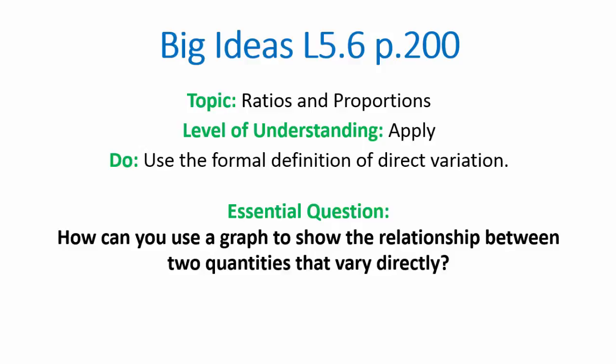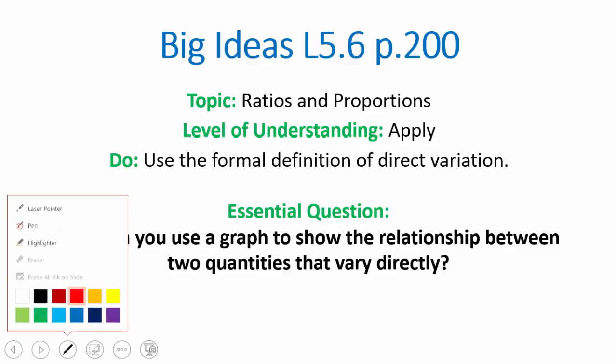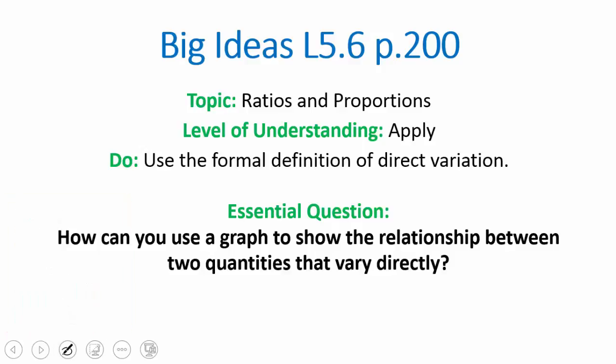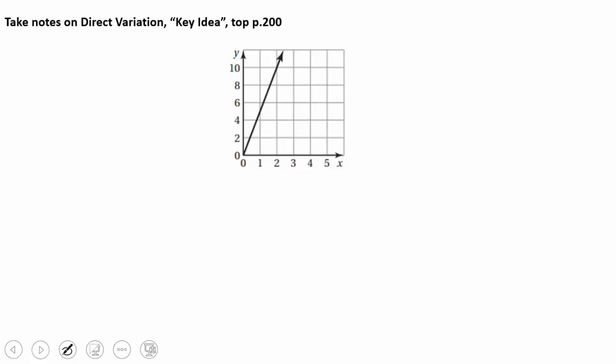How can you use a graph to show the relationship between two quantities? Probably wondering why we're doing this, and that is because I don't want you to ever hear direct variation and say, oh, I never heard of that before, knowing that it really is proportional relationships. So you should have taken some notes.